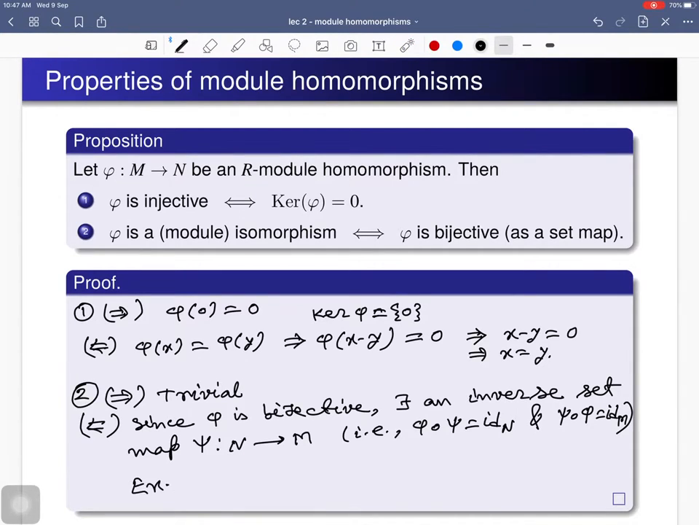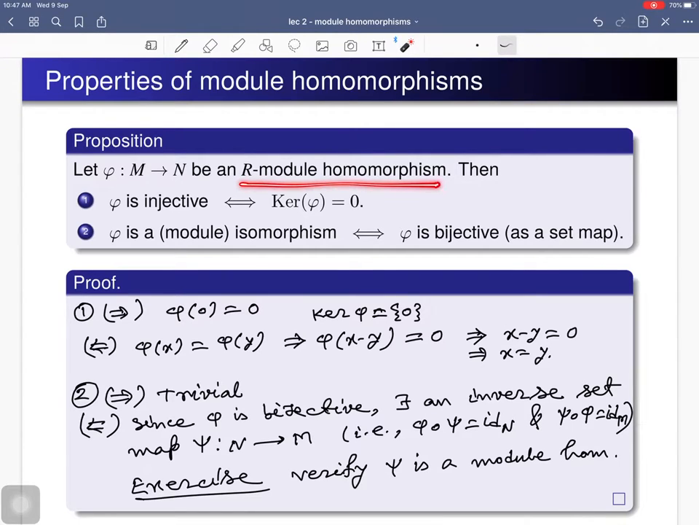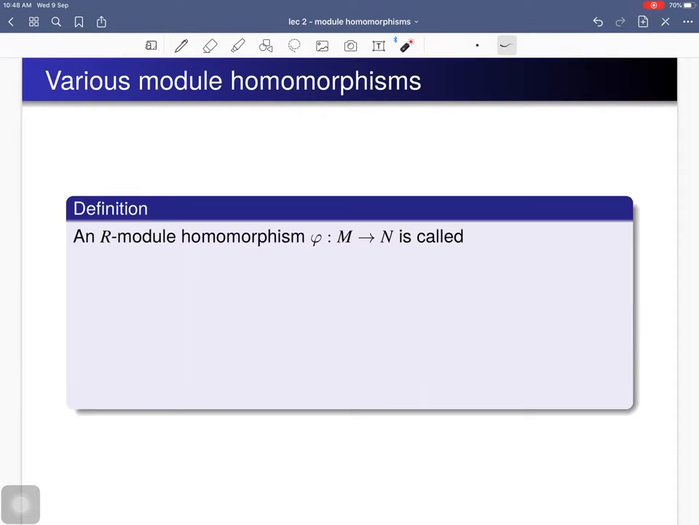So I leave it as an exercise to verify that psi is a module homomorphism. You just need the fact that phi is a module homomorphism. Using that, and phi being bijective, you can prove that this inverse set map psi is actually a module homomorphism, and then that proves that phi is a module isomorphism.